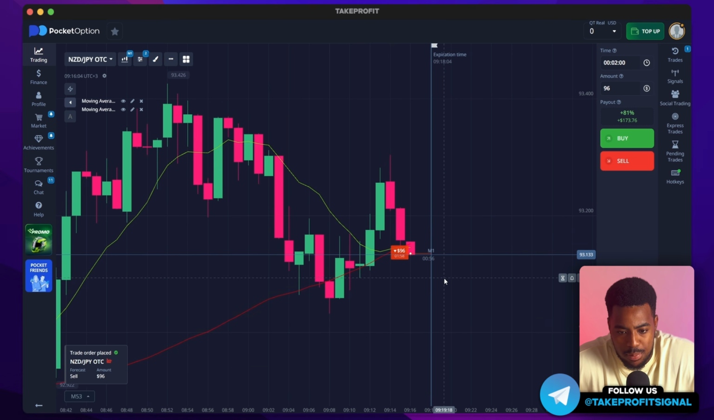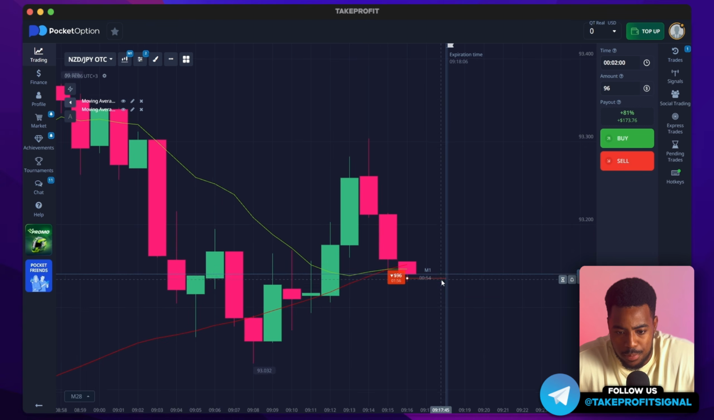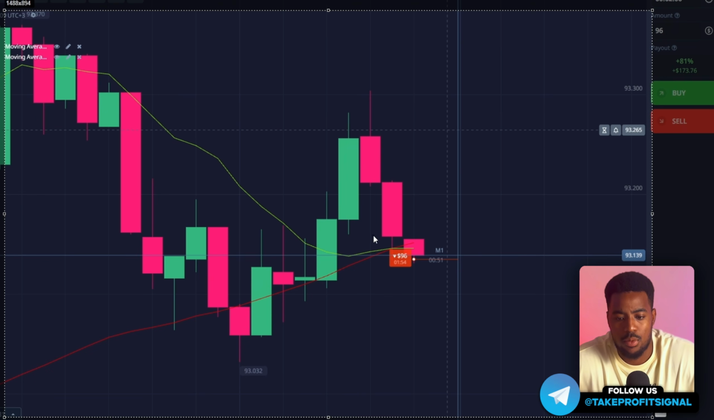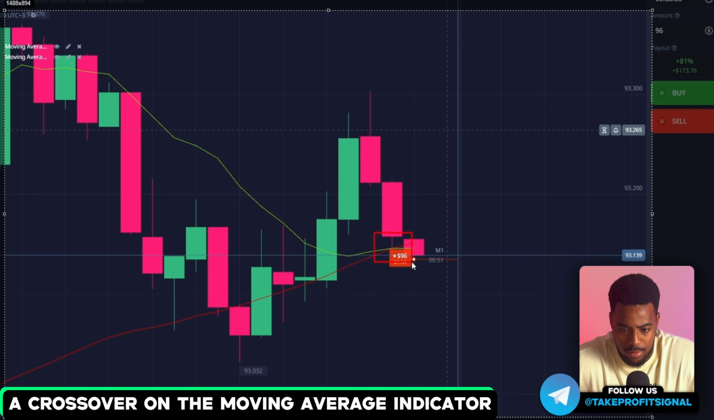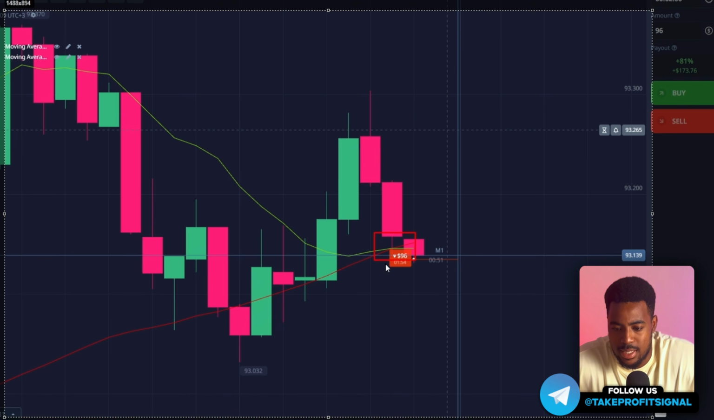So, I'm opening a position for 2 minutes for a downward movement. Let's see what we see on the chart. Everything is very simple. I saw a crossover on the moving average indicator. It indicates a decrease since the faster moving average crossed below the slower one. This is exactly what influenced my decision to open a downward trade.